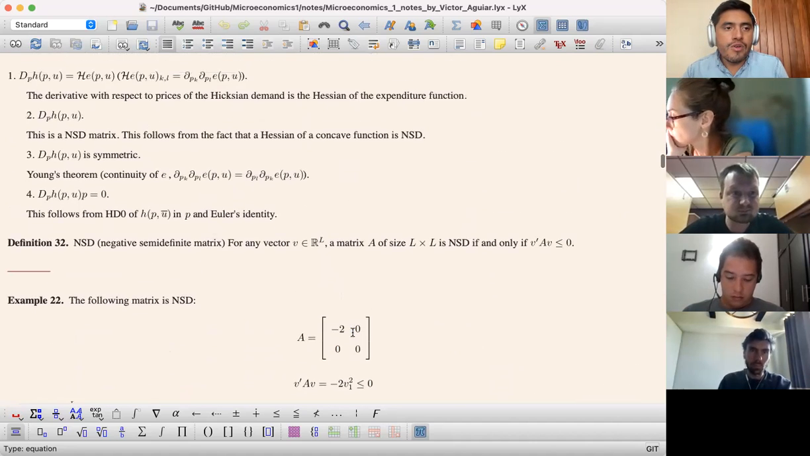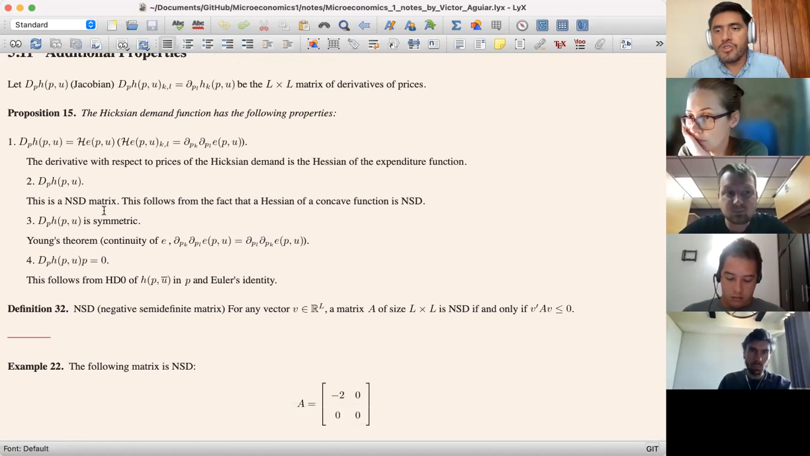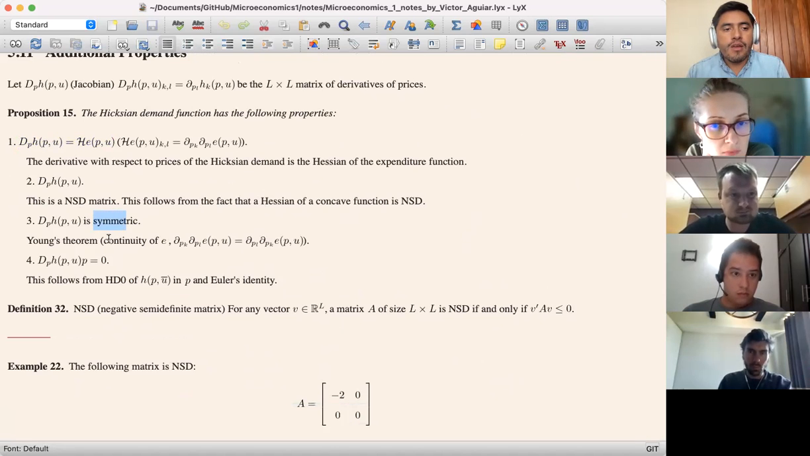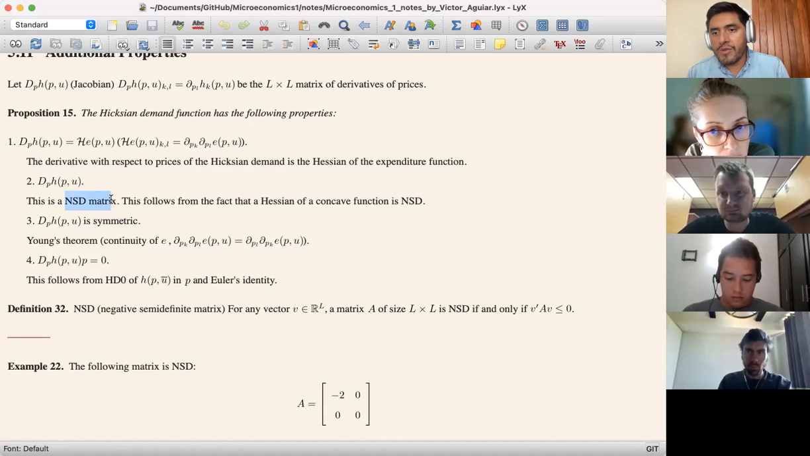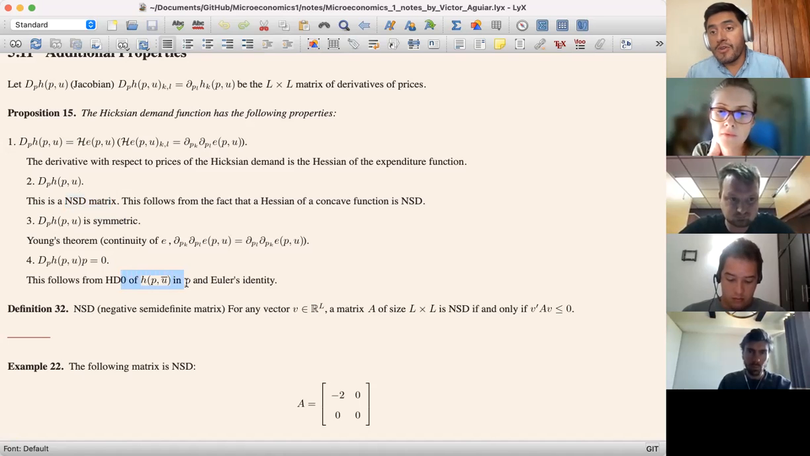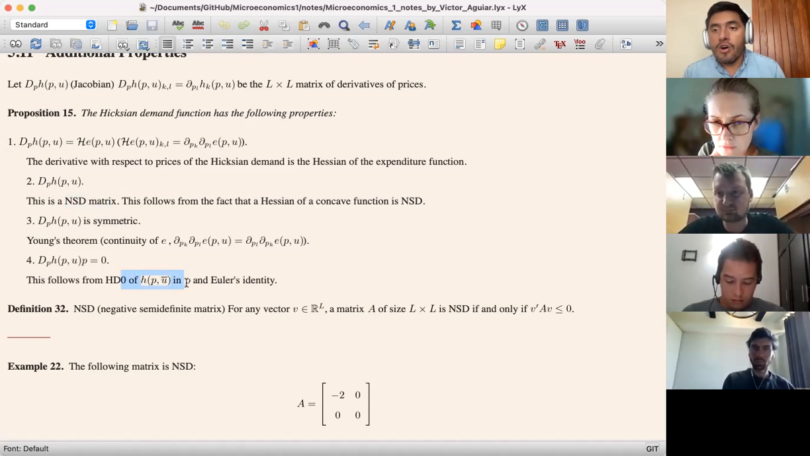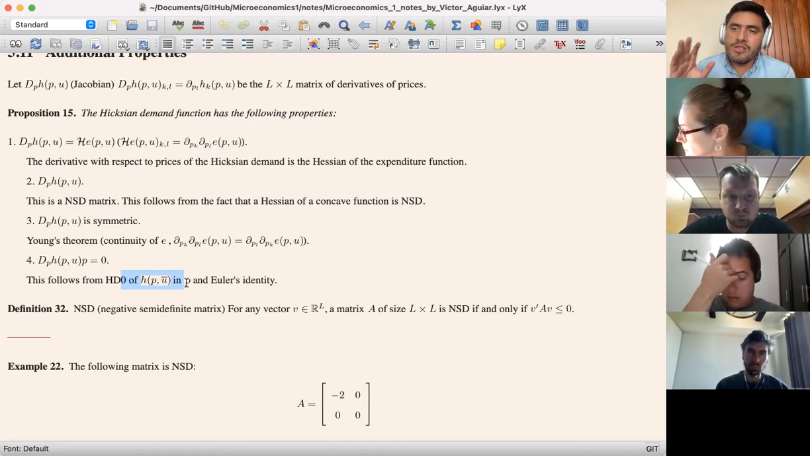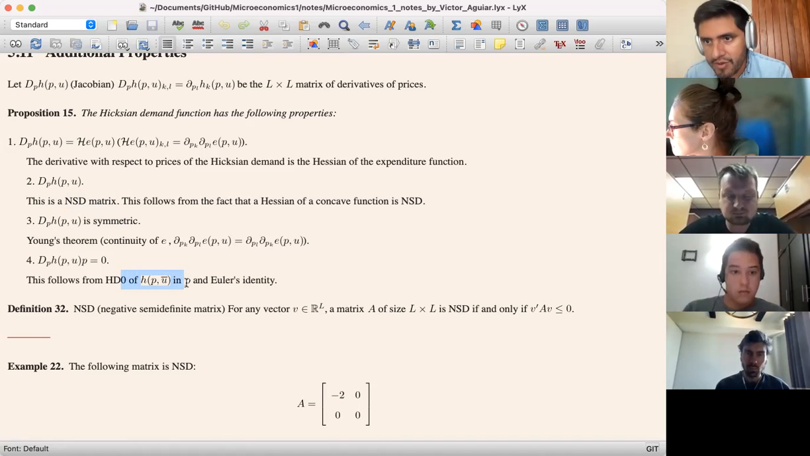So just to remind you, we have these 4 properties in Proposition 15 that basically told me that the substitution matrix was, first of all, symmetric, right? It was negative semi-definite, and we also remember what a negative semi-definite matrix is. And on top, it was homogeneous of degree 0, okay? So that means it has 3 really cool properties, but all these properties are a little bit uninteresting because they come from something unobservable.